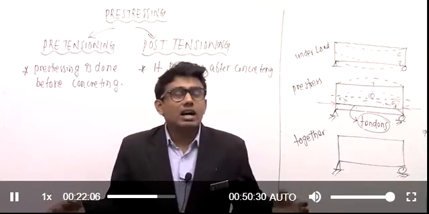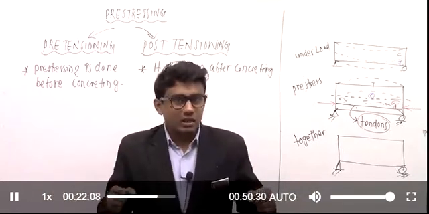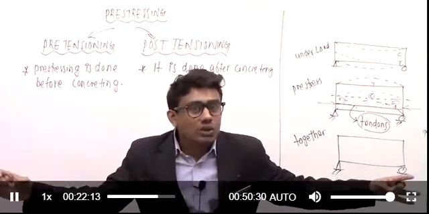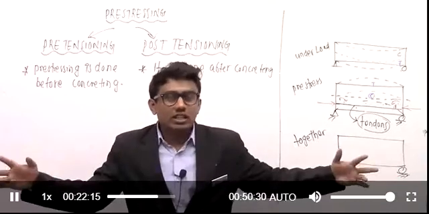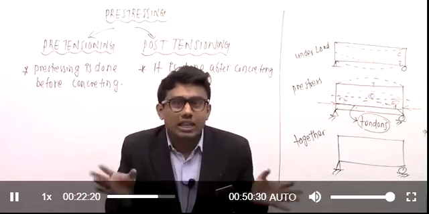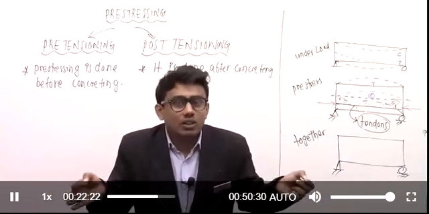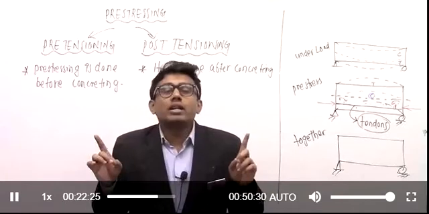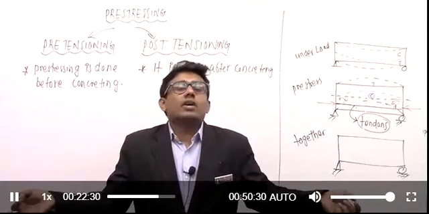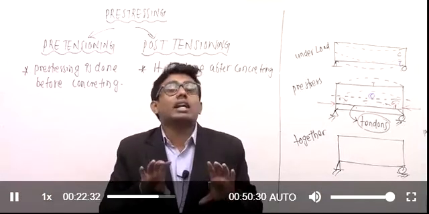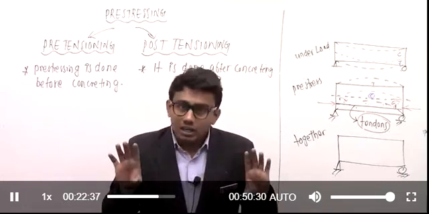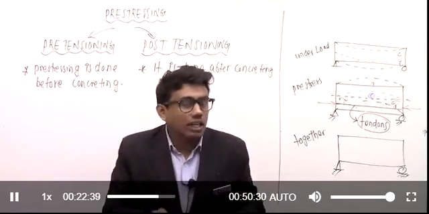These tendons were this much length, but I stressed it, I just stretched it. That means I have applied tensile forces on this cable. When I cut these tendons at the ends, this will try to come back to the original length. Correct or not? But when I stretched it, no concrete was there. When I cut it, concrete is there in the hardened state, and the concrete is in contact with the tendons.